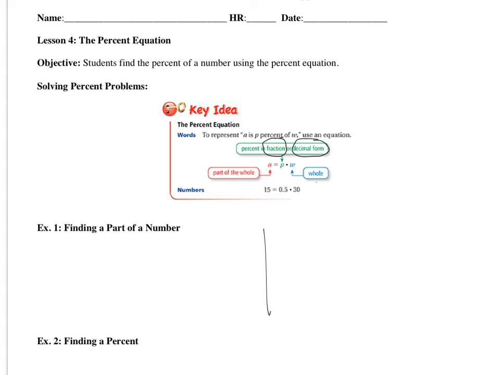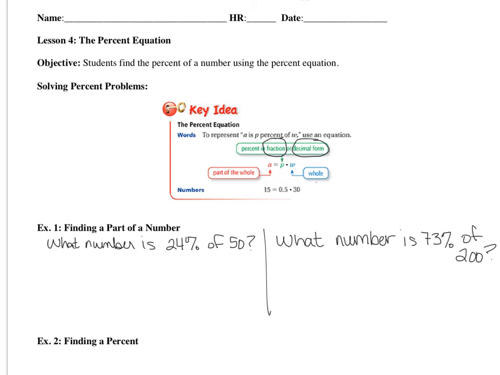I want you to go ahead and split your workspace in half. I'm going to pause the video and write up our 2 questions that I want you to solve. Alright, once you've split your workspace in half, we're going to solve 2 percent problems with the percent equation. The first one we're going to do is what number is 24% of 50, and then you're going to try out what number is 73% of 200 by yourself.